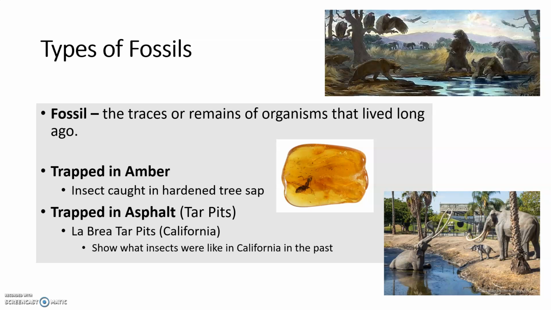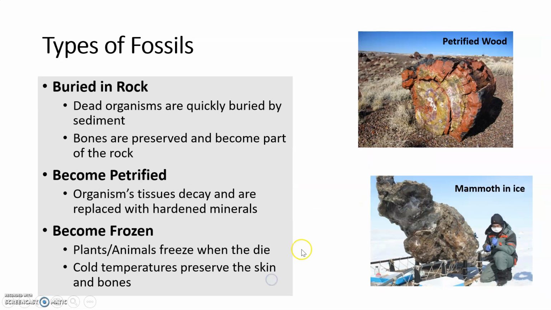They can be trapped in asphalt, such as a tar pit. This picture represents the La Brea tar pits found in California. This generally gives us information about what insects were like in the past. Specifically for the Brea pits, this would be what California insects were like.